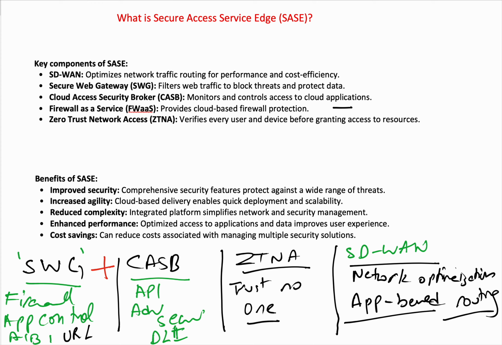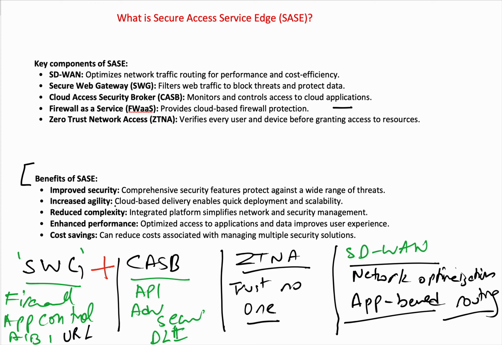Then we have a thing called Firewall as a service. It provides cloud-based firewall protection, but most of them will use only these four because Secure Web Gateway and CASB will also have firewall functionalities. Then we have benefits. Improved security because it's comprehensive. Security features protect against a wide range of threats. Secure Web Gateway and CASB. Zero Trust is also in security.